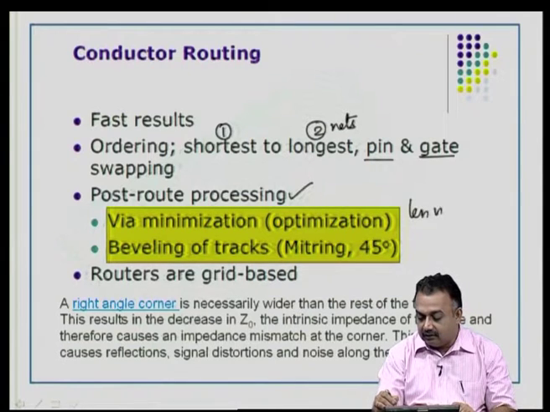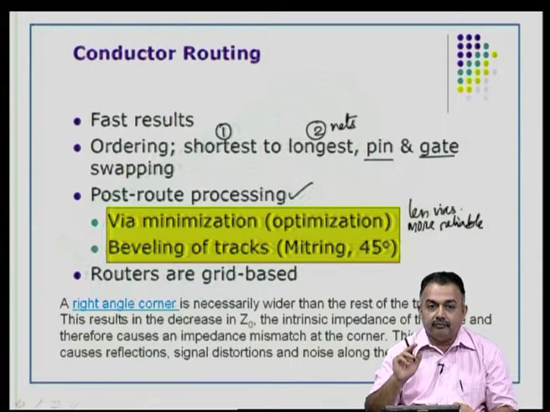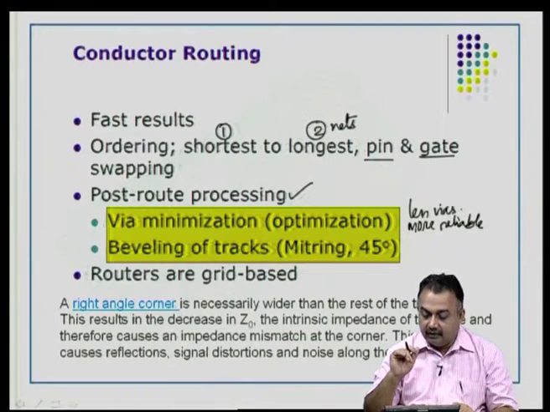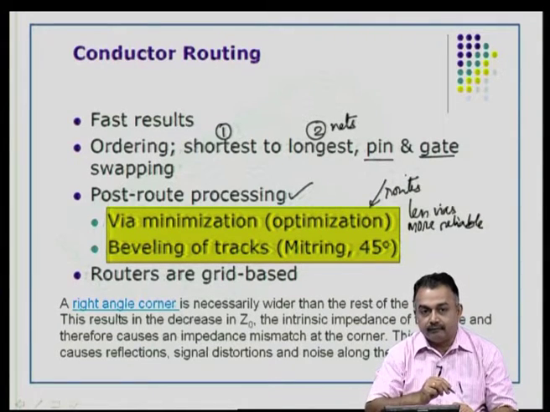Less vias, more reliable it is, because if you look at the manufacturing point of view, any via added can be a failure until and unless the process is foolproof. Okay. Therefore, try to minimize the number of vias. That is why we say optimize your routes once the routing is complete.